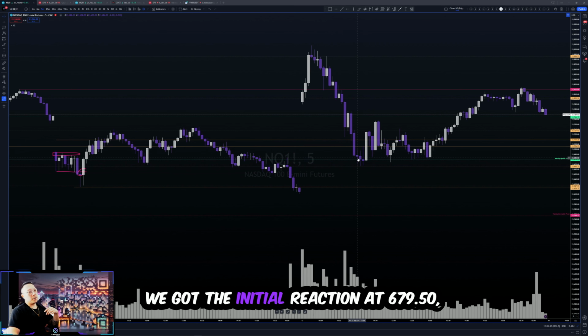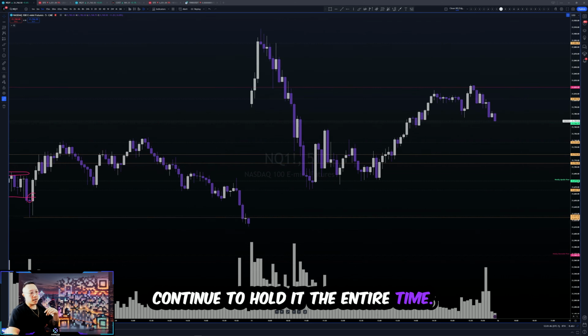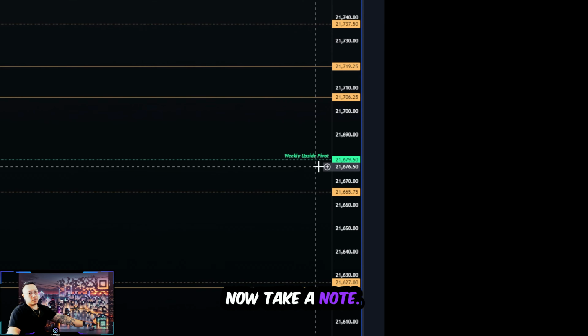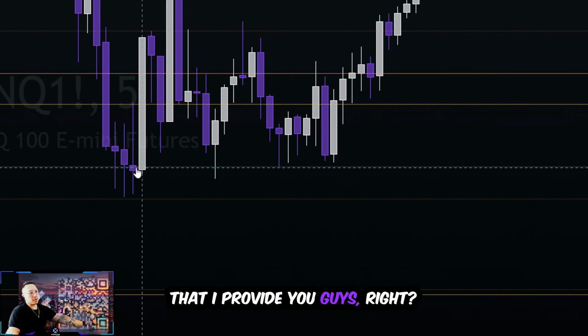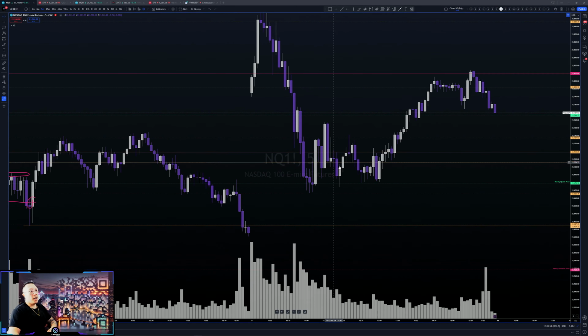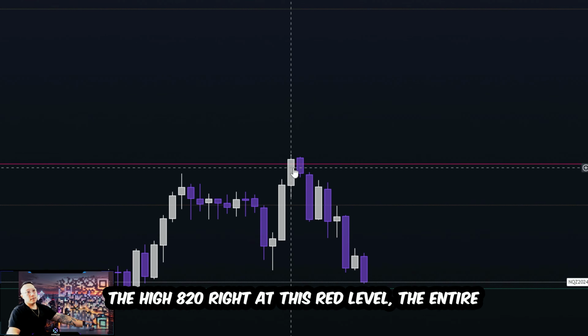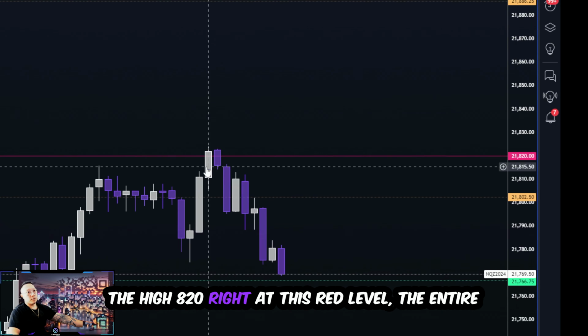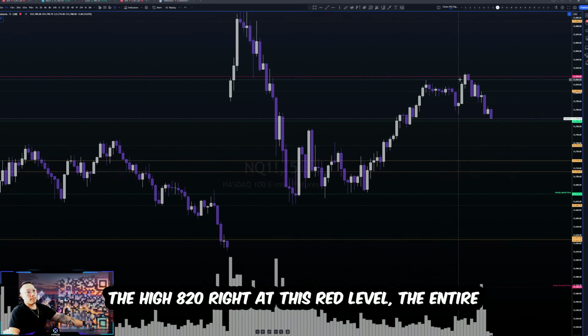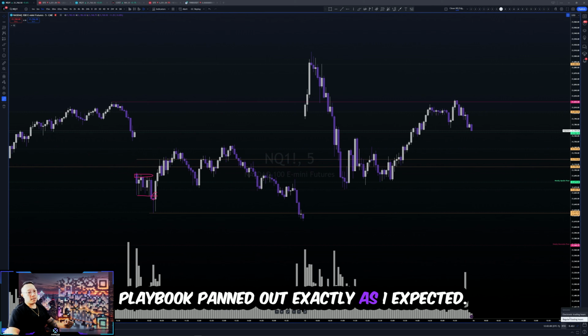We got the initial reaction at 679.50. Continued to hold it the entire time. Okay. Now, take a note. I mean, this is the weekly upside pivot that I provide you guys, right? Look at the reactions that we're getting off this green level. And then, towards the end of the day, what was the high? 820, right at this red level. Okay? The entire playbook panned out exactly as I expected.